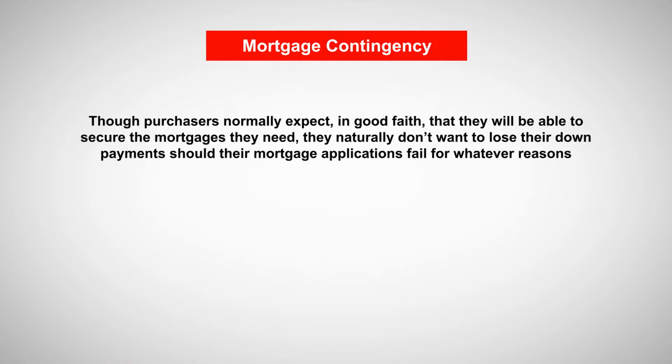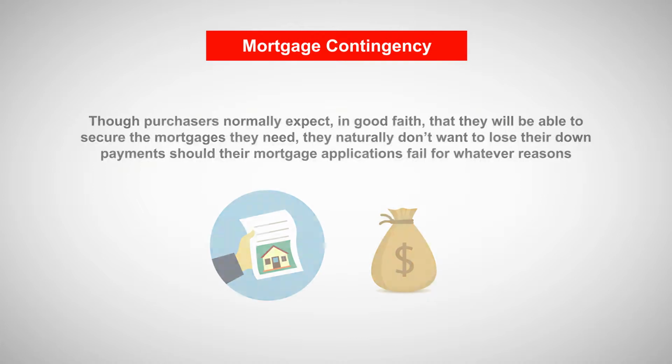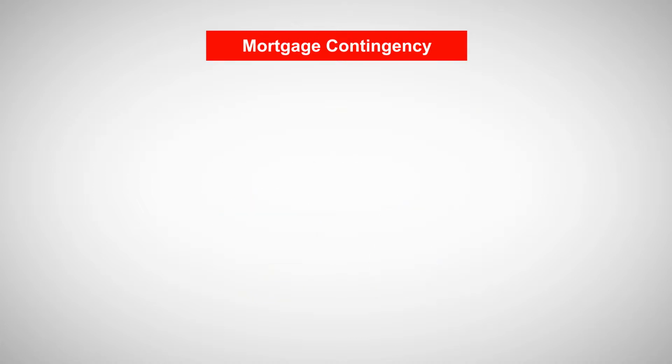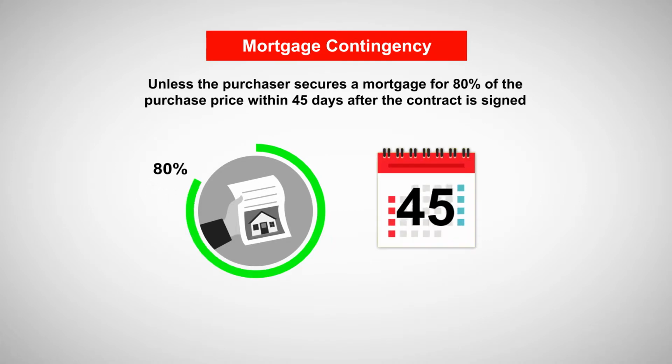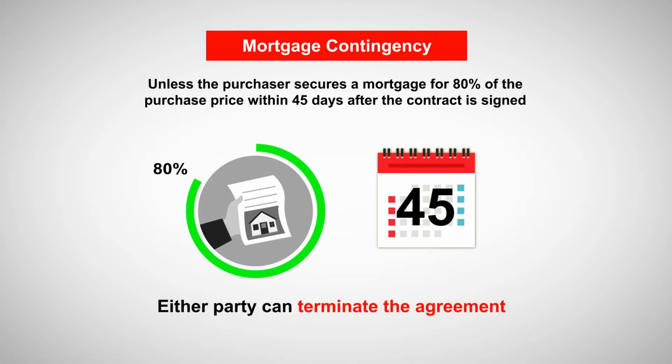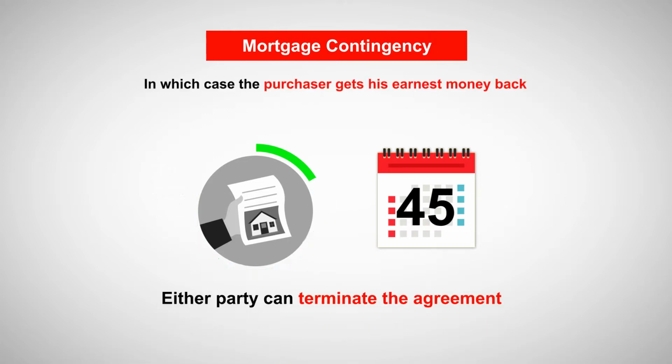Though purchasers normally expect, in good faith, that they'll be able to secure the mortgages they need, they naturally don't want to lose their down payments should the mortgage applications fail, for whatever reason. The mortgage contingency clause may state, for example, that unless the purchaser secures a mortgage for 80% of the purchase price within 45 days after the contract is signed, either party can terminate the agreement, in which case the purchaser gets his earnest money back.